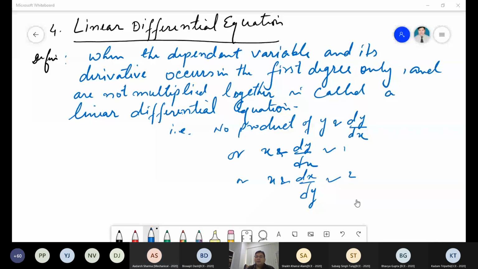Priyanshu. Yes, sir. Sir, number 2. Number 2, the second one. Why? Sir, because dy by dx will not be able to multiply with the x. Okay. So here for the linear differential equation, y and dy by dx will not be multiplied, or x and dx by dy will not be multiplied. Is it possible now?